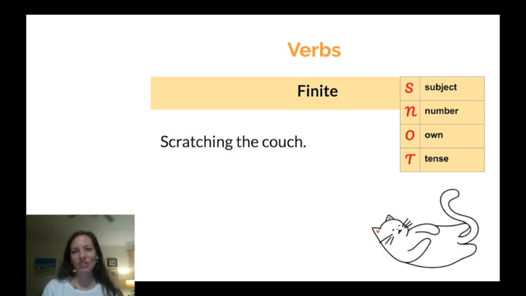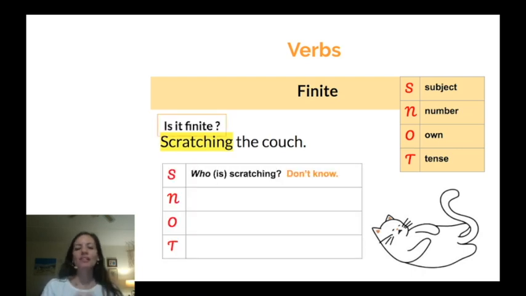Scratching the couch. We're once again going to use snot. So when we're analyzing the word scratching, who is scratching in this situation? We actually don't know. It doesn't say that Twiggy scratched the couch or whoever scratched the couch. You wouldn't know, so I don't have a subject. What about number? In terms of how many have scratched, we don't know either.